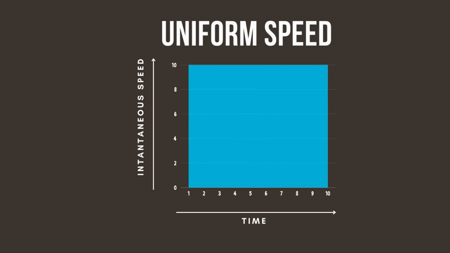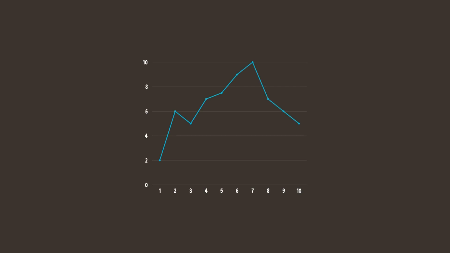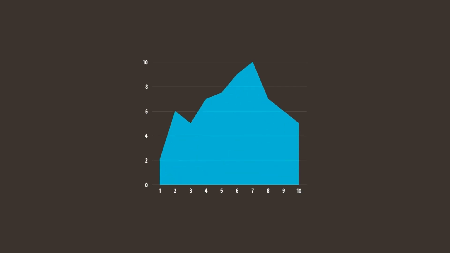Now, it's highly unlikely that you are moving at a uniform speed, and your graph may look somewhat irregular like this. With the same concept as before, how can you find the area under the curve?